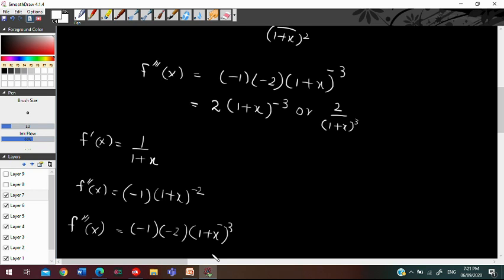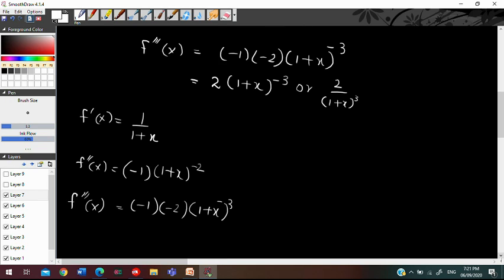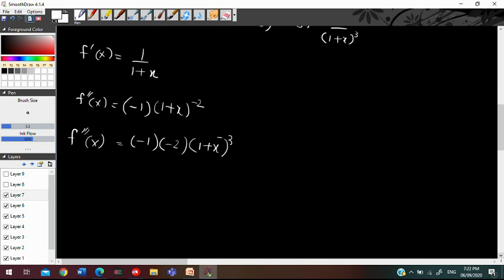We have to find all the derivatives, because this function can be expanded in a Taylor expansion up to infinity. So you can find as many derivatives as you want. If I write the fourth derivative also, it will be equal to minus 1 into minus 2 into minus 3 into 1 plus x power minus 4.